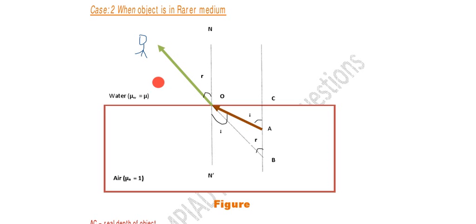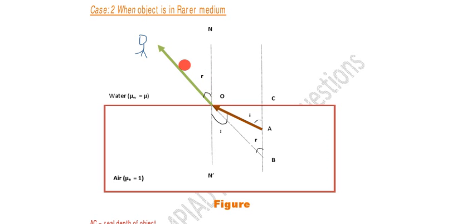So what happens? There is an incident ray. This incident ray travels and is incident on the point of incidence. There is a normal N N dash, so this angle is the incidence angle. Now because this light ray is traveling from rarer medium to denser medium, it bends towards the normal. So this is our refracted ray. Now this refracted ray will reach the eye of the person. This refracted ray is making an angle r with the normal, so this r is the refracted angle.